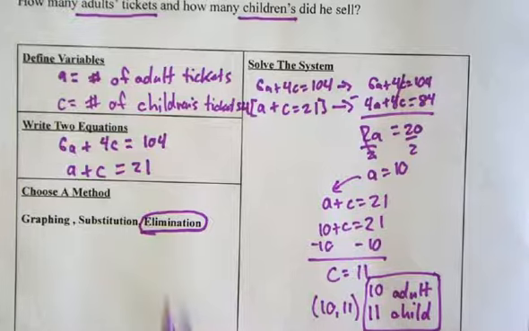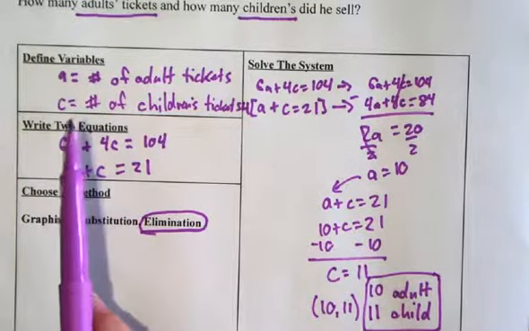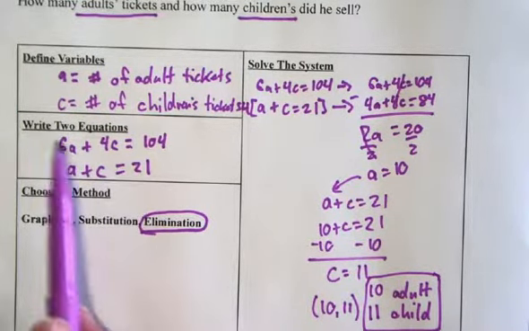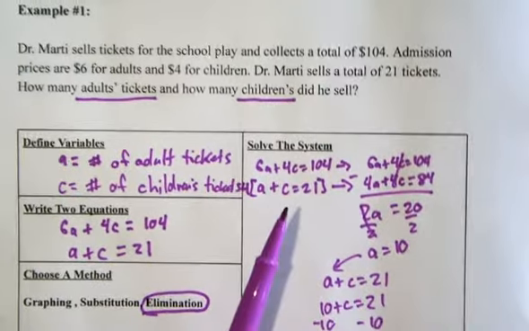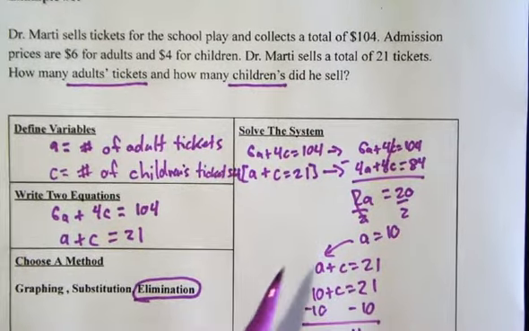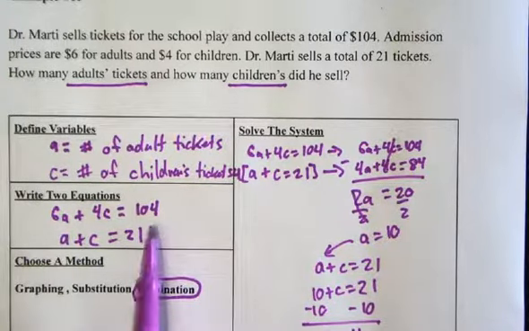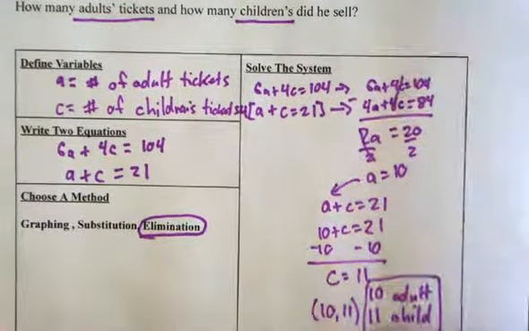Okay, so we defined our variables, A, the number of adult, C, the number of children's. We wrote two equations, right? We had a total of $104. 6 times A plus 4 times C is 104. We had the total number of tickets, 21. A plus C is 21. Chose elimination because we had big numbers and they weren't in slope-intercept form. Solved elimination, we got 10 and 11. Pretty straightforward. Okay, let's do our second example.